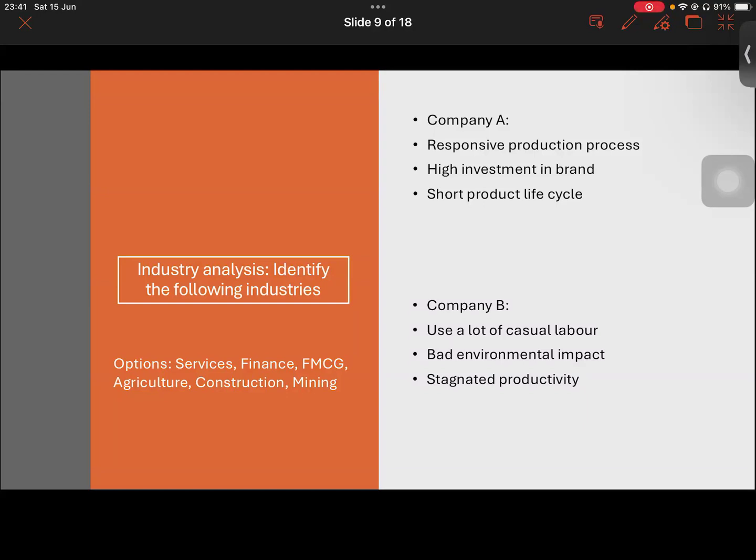All right, and we have some options. Services. Okay, this one should be struck out because we have the responsive production process. It means it must be manufacturing, not services. Finance, no. Finance is just another service. FMCG, possibly. Agriculture.